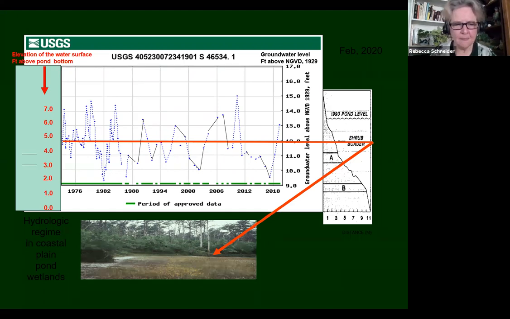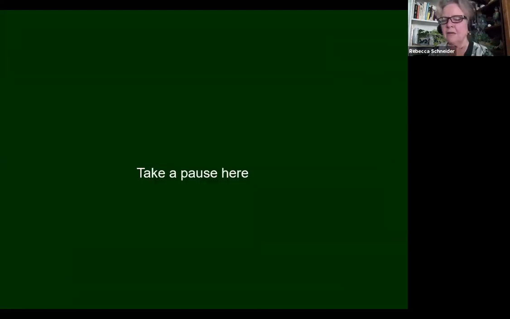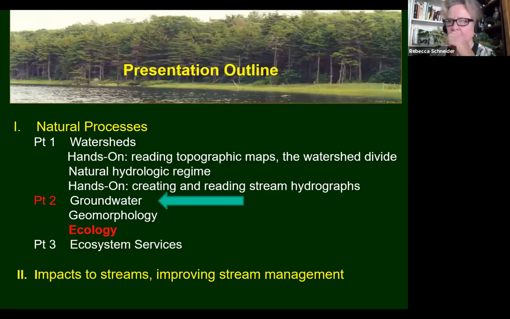Okay. That's the end of the first section, which was really giving you all you need to know about the hydrology of streams. Now, we're going to talk about the other pieces that contribute to the ecology. First, we'll start with groundwater.